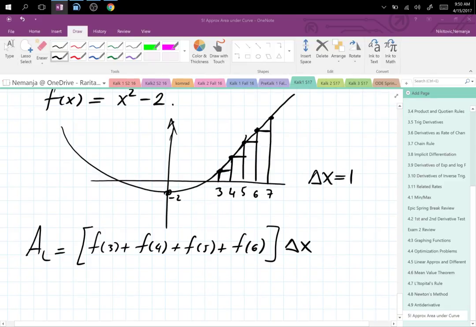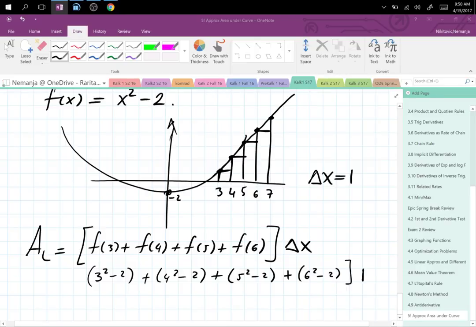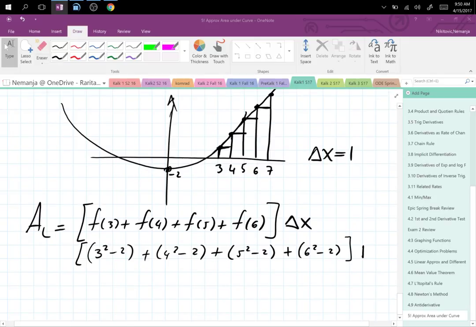So what do I have? I have 3 squared minus 2 plus 4 squared minus 2 plus 5 squared minus 2 plus 6 squared minus 2. All of that times 1. So that's 9 minus 2 is 7, plus 16 minus 2 is 14, plus 25 minus 2 is 23, plus 36 minus 2 is 34. And now you add all of these, so we have 30, 60, 78. Do we all have 78?